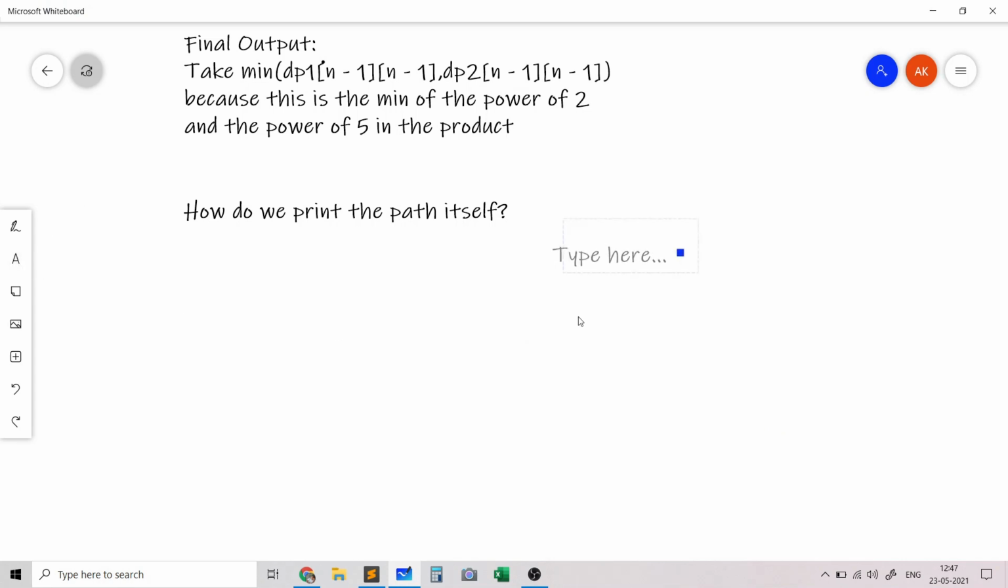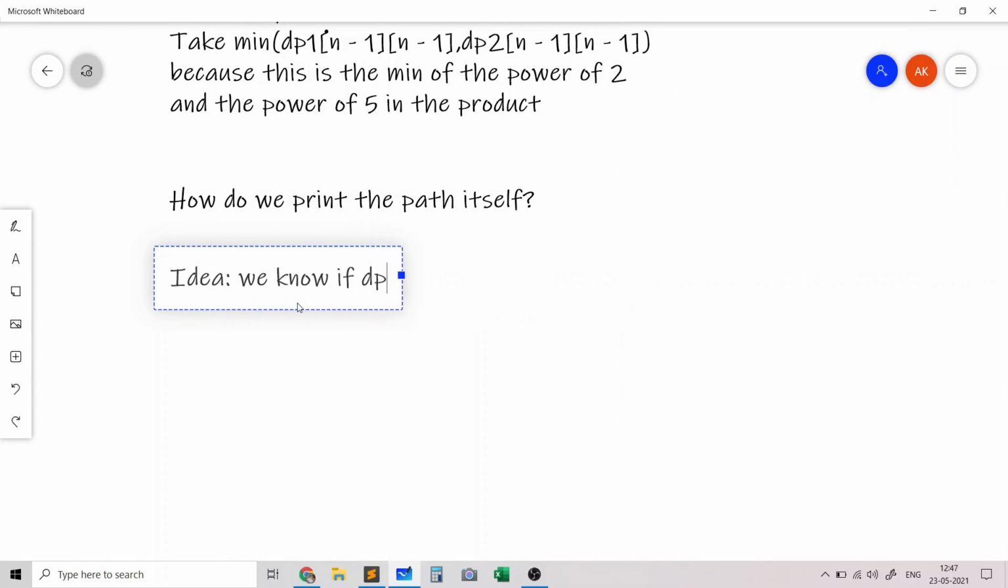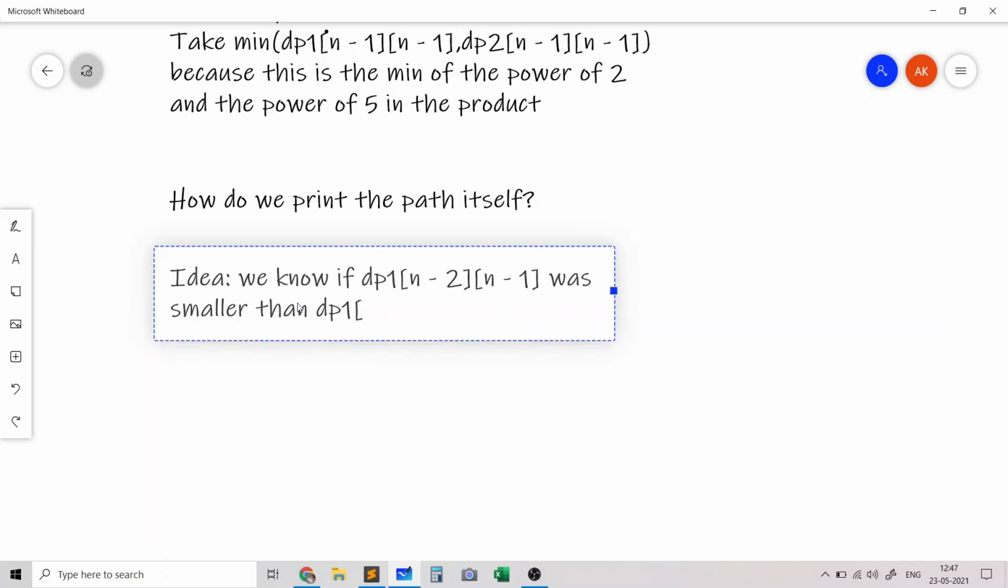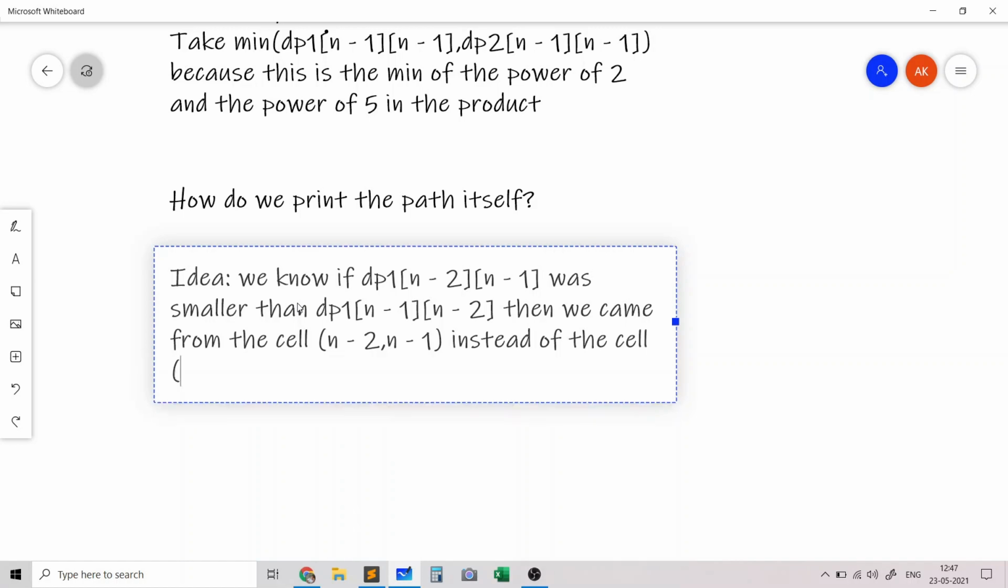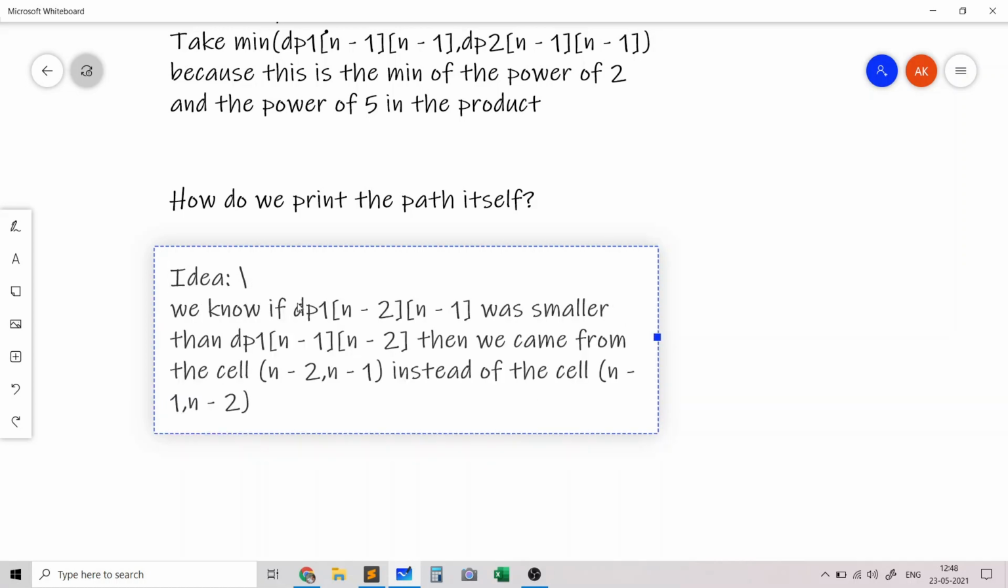So the idea in printing the path is that we know if dp1 of n-2, n-1 was smaller than dp1 of n-1, n-2, then we came from the cell n-2, n-1 instead of the cell n-1, n-2. So this is the whole key idea behind printing of the path subproblem.